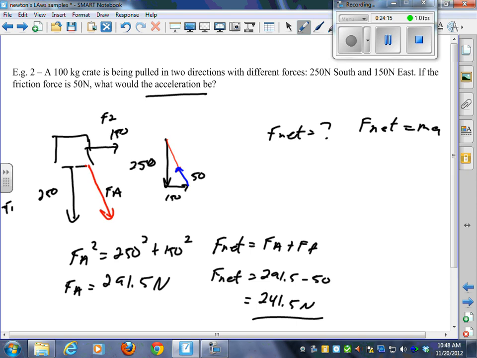Now I can go into F net is equal to MA, 241.5. My mass is 100. Solve for A. I'm hoping you guys can solve that. 2.4 meters per second squared.